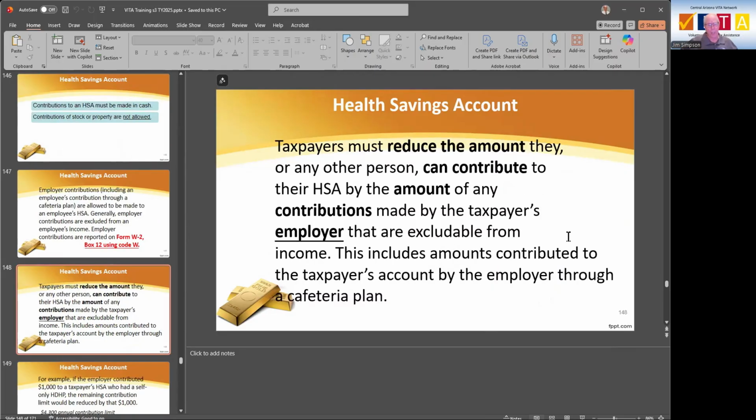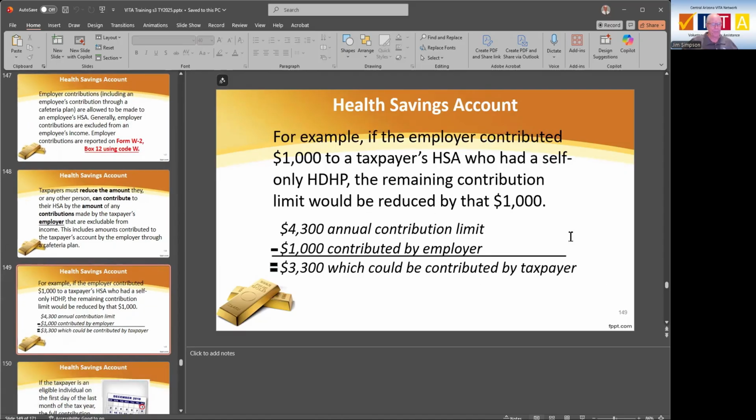Okay, on the first one, when we first started talking about that, I showed you the limits. For a self-only plan, it was somewhere around $4,300. If the employer contributes $2,000, that reduces your cap. You can only contribute up to the $4,300, and that includes contributions from Aunt Jenny or anybody else too. So you need to be careful of that.